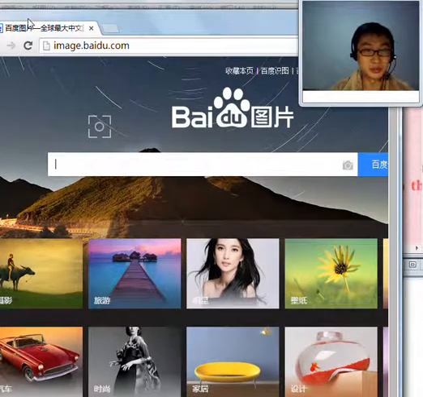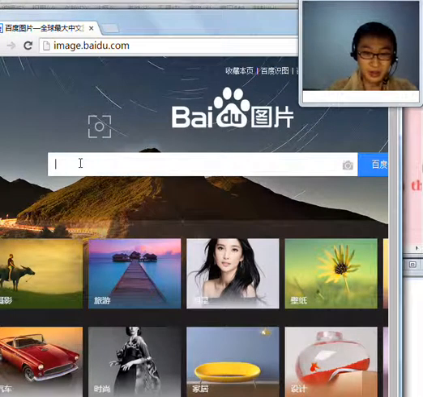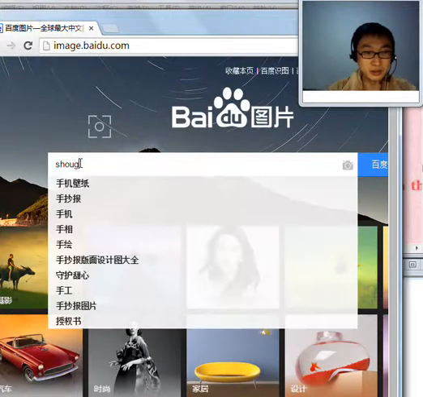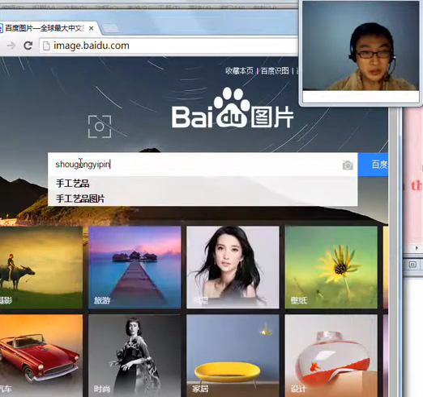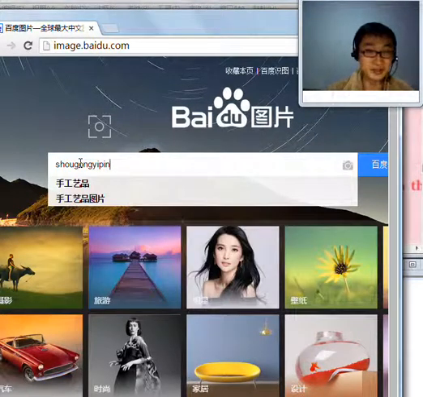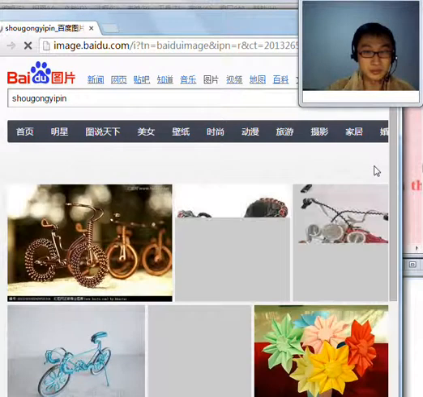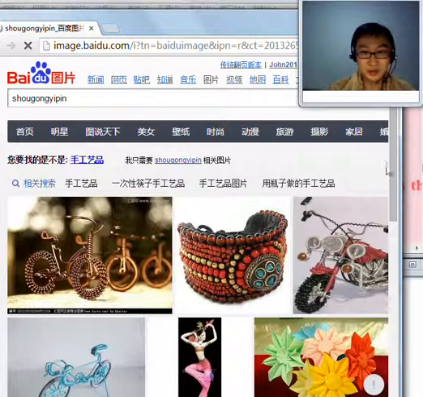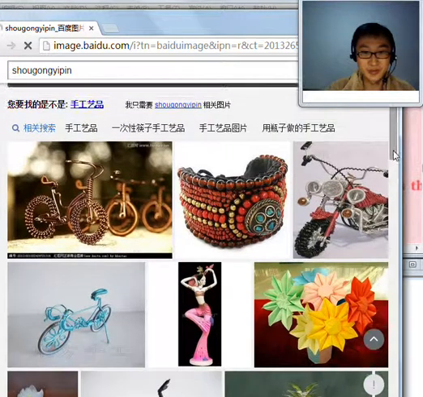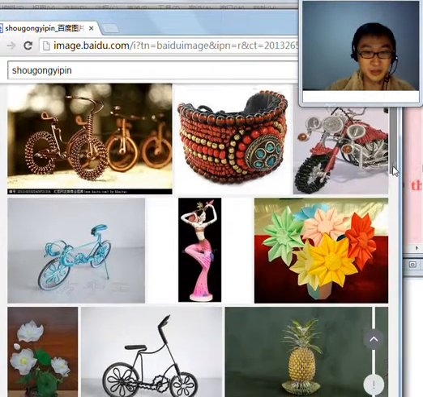Okay, that's Baidu image. So, I write it in Pinyin. 手工艺品. Of course, I can use it Chinese. Here, they already give you the Chinese character, but it doesn't matter. You don't have to click. You just click search. Okay. So you see here. Very clear, right? So that's 手工艺品.